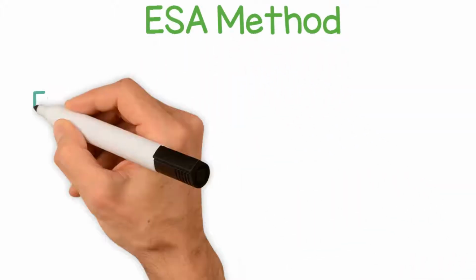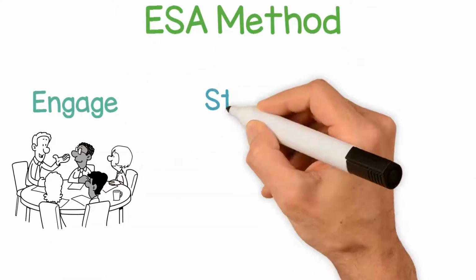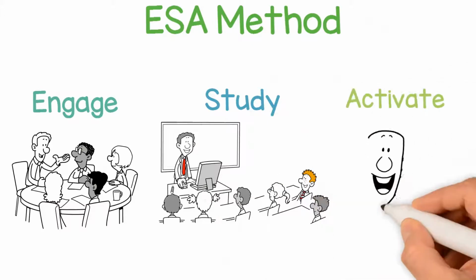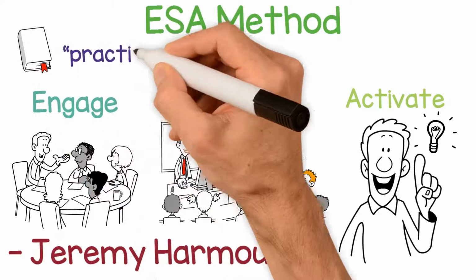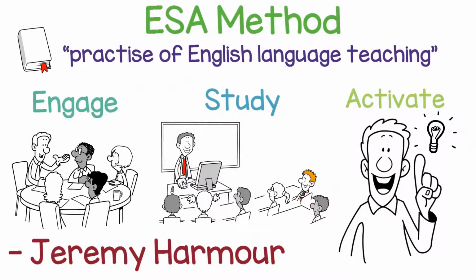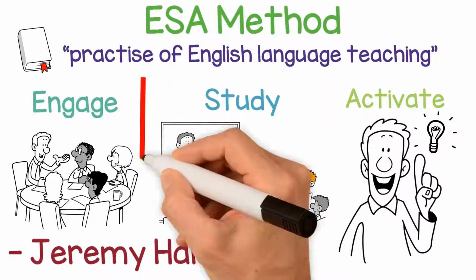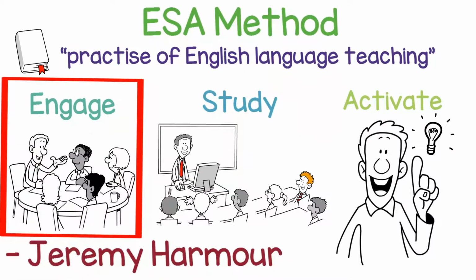The ESA methodology stands for Engage, Study, and Activate, and it's accredited to Jeremy Harmer, as written about in his book Practice of English Language Teaching. Now, the first of the three stages in ESA methodology is the Engage stage.